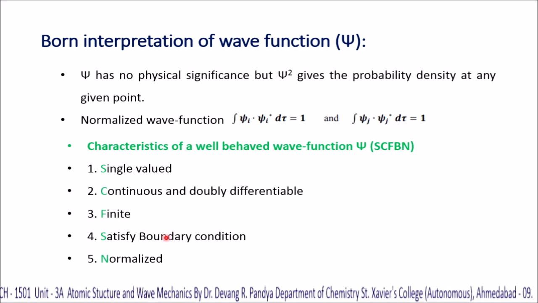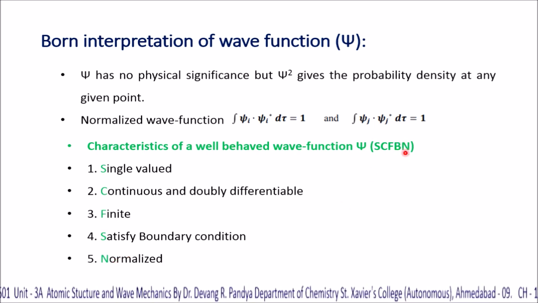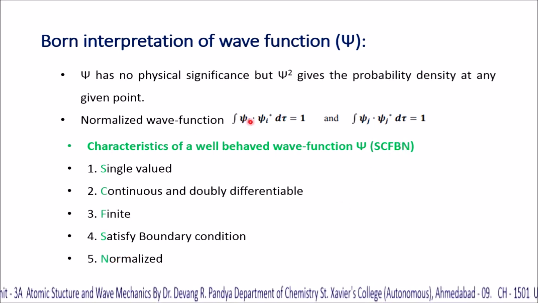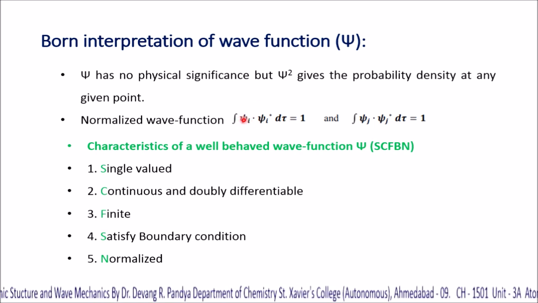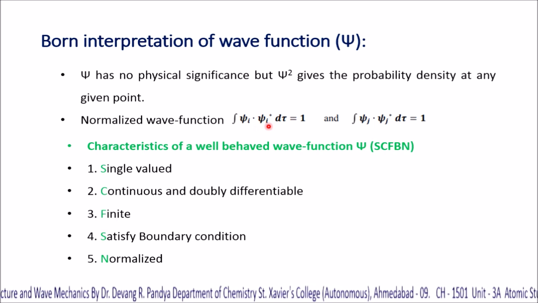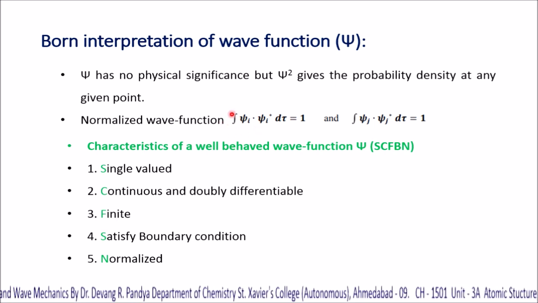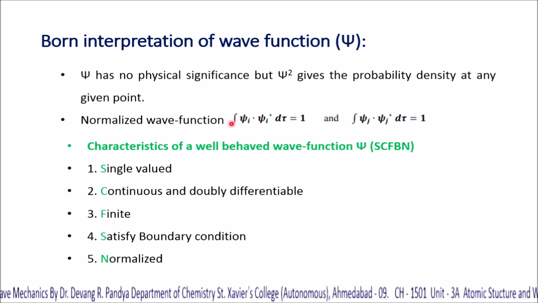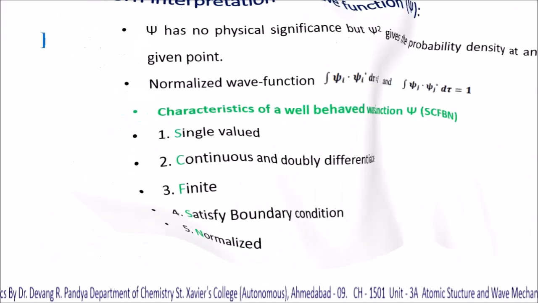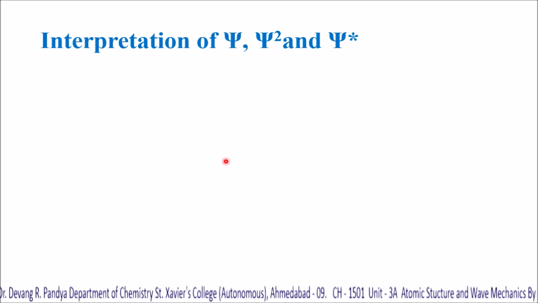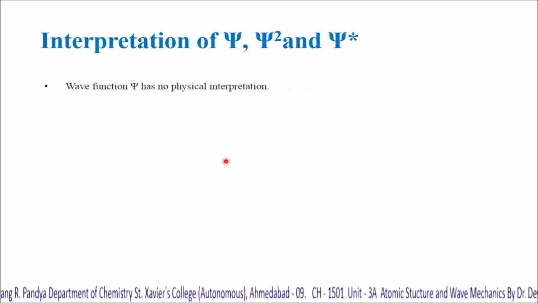And the last one, it should be normalized, well behaved. If it is not normalized, by multiplying with a constant, we can normalize this wave function. So in the Schrodinger wave equation, you have seen that constant A is nothing else but a simple normalization constant. Now, the interpretation of psi, psi square and psi star.